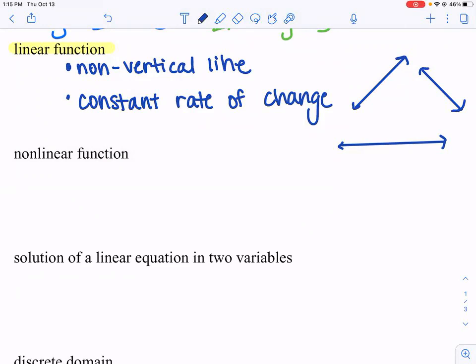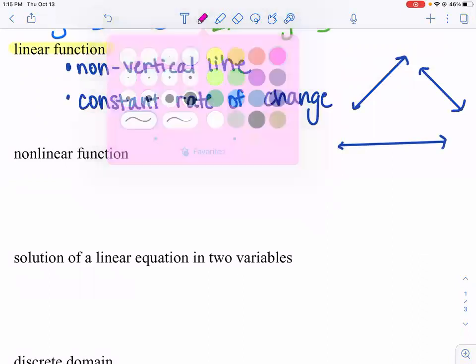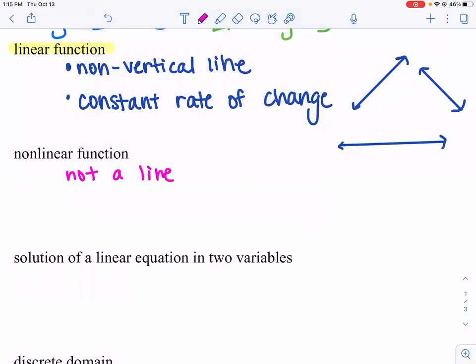Okay. Now, a nonlinear function is not a line. Well, it's a function. The squares would not be functions. Okay, so it could be something that looks like this. That is not a line. Okay, it could be something that looks like this. That is not a linear equation because x has an exponent of 2.